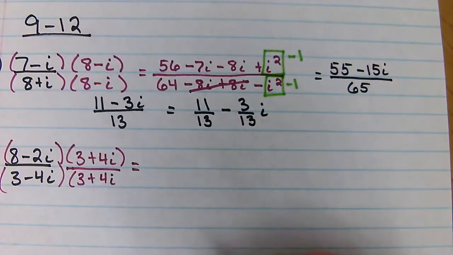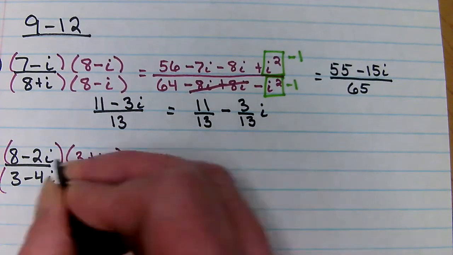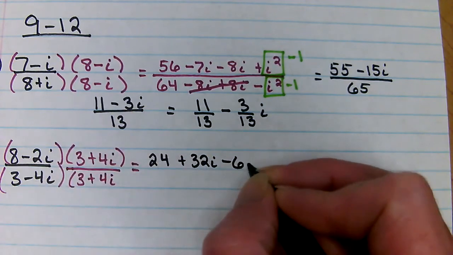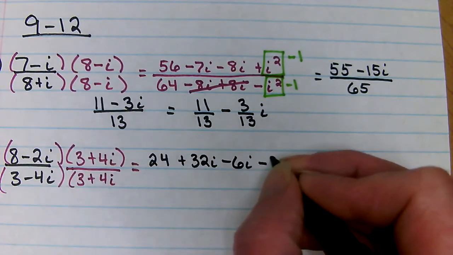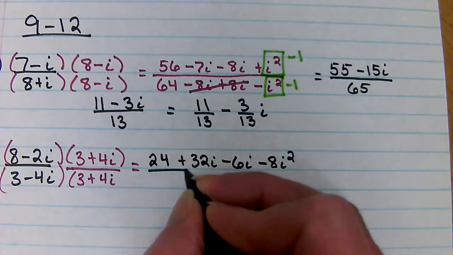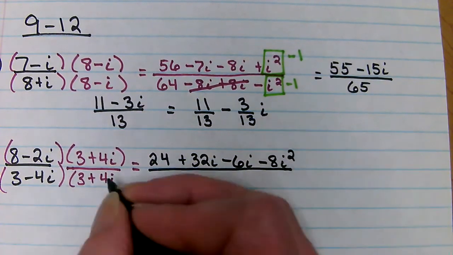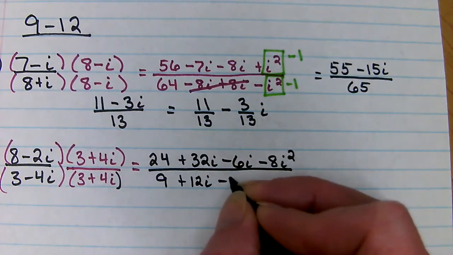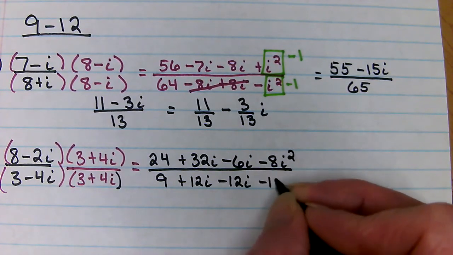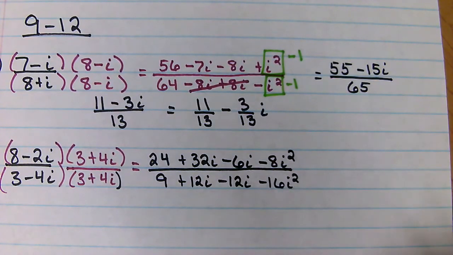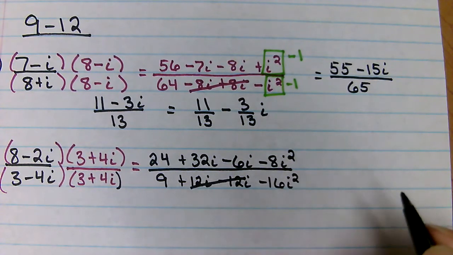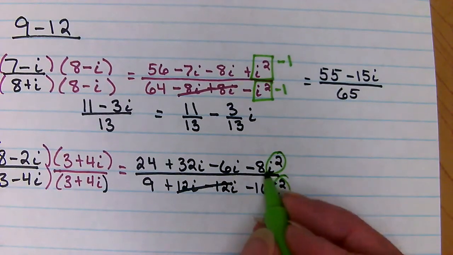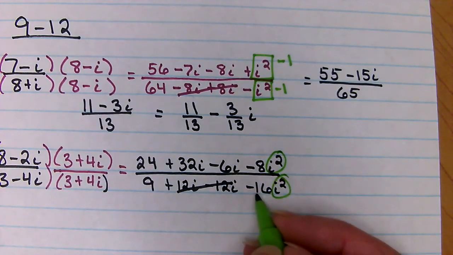8 times 3 is 24. 8 times 4i is 32i. That'd be negative 6i. And then negative 8i squared. In the denominator, whoops, I forgot to close my parentheses, that'd be 9 plus 12i minus 12i minus 16i squared. Now, these are always going to cancel. And all of these i squareds are going to turn into a negative 1. So that's really going to just turn that into a positive 8 and that into positive 16.